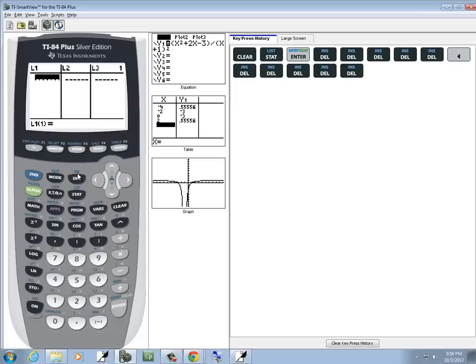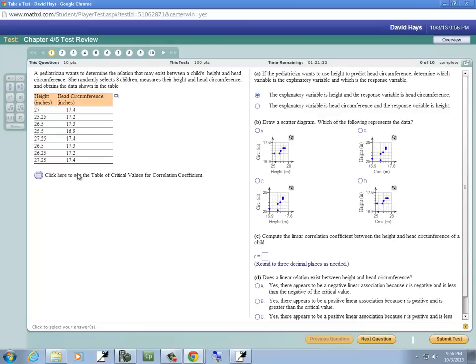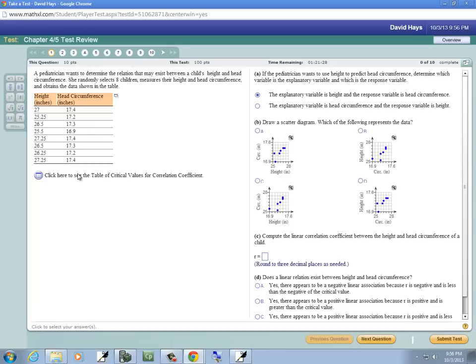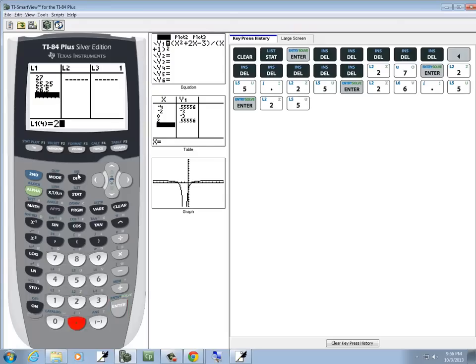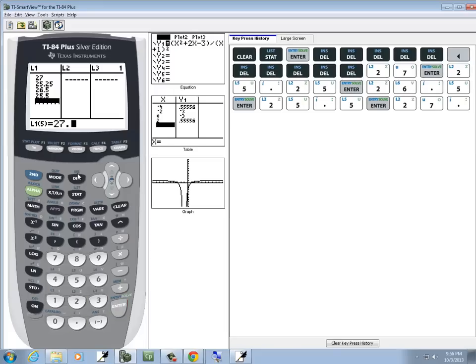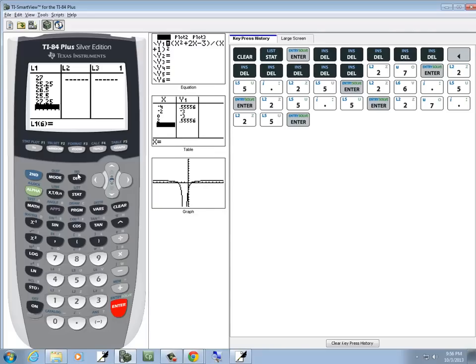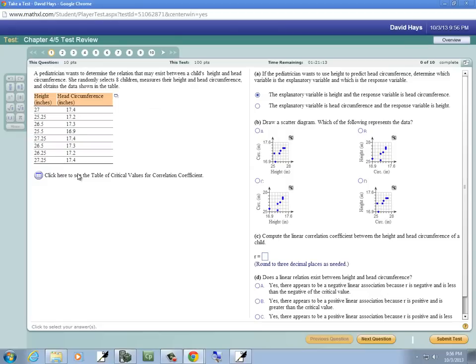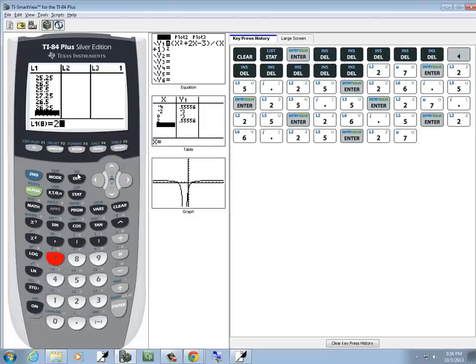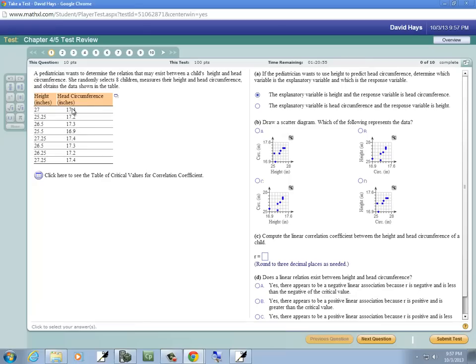Okay, so I got 27, 25.25, 26.5, 25.5, 27.25, 26.5, 26.25, 27.25. Okay, then I'll write over to L2, and I'll put in my head circumference there.